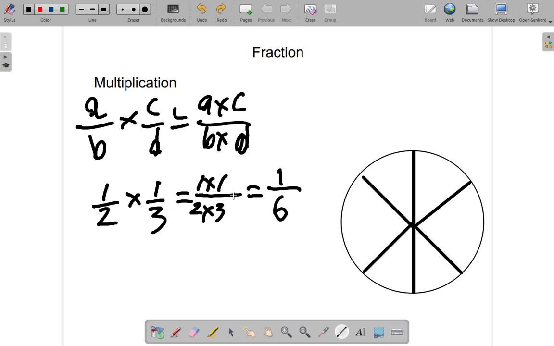Now what this is saying is that you have taken a whole thing and divided it up into 6 equal parts. So it's 6 equal parts that you have here. Alright? So that's what happens in that case. We could look at another example.